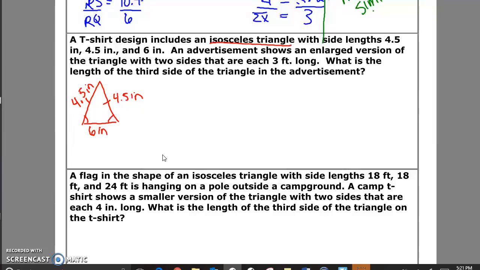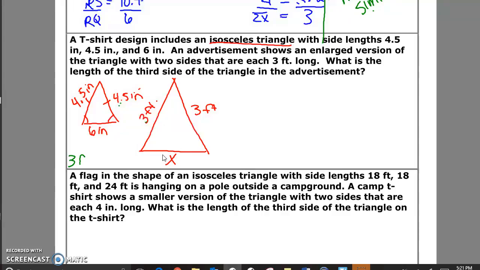And then it says an advertisement shows an enlarged version of the triangle with 2 sides that are each 3 feet long. So a greater triangle with sides that are 3 feet. Notice the difference in dimensions there, feet and inches. And then it says, what is the length of the third side? So we know this is 3 feet, but we don't know x, which is that third side. First thing, we need to have the same units. So if we're looking at the smaller one in inches, let's look at the larger one in inches.